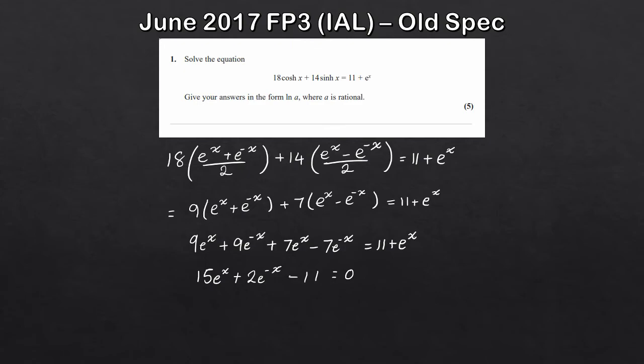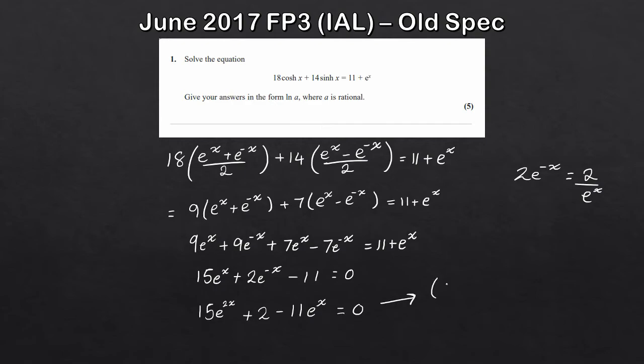Okay. Remember again, this is 2e to the minus x, which is the same as 2 over e to the x. Now we don't want to try and solve it here. We need to simplify this for ourselves, so we're going to multiply through by e to the x. So that would be 15e to the 2x. That 2e to the minus x would just give you 2, and then that would be minus 11e to the x. Okay. And we can make this equal to 0. So now we just need to factorize here.